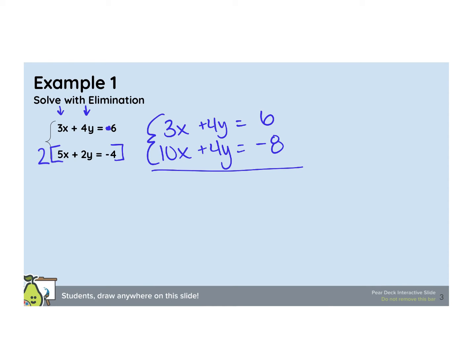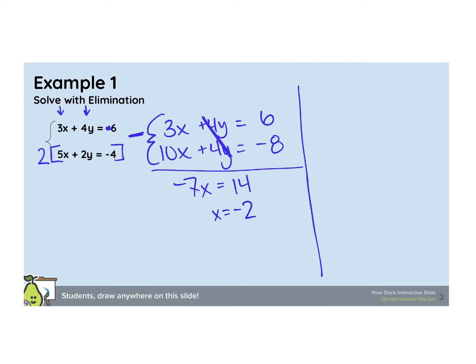Our y's are the same. So to eliminate, we subtract. So these will be gone. 3 minus 10 is negative 7x. And 6 minus negative 8 means 6 plus 8, so that's 14. So x is negative 2.